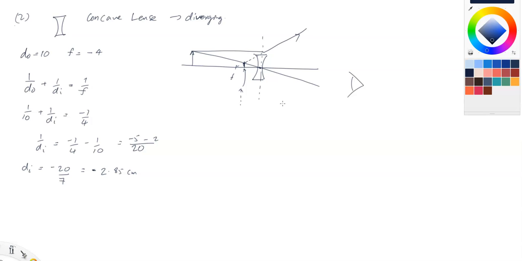So again, you can find the image properties like magnification, negative di over do, negative 2.85 over 10, that will be 0.285. That's the magnification. It's positive, means it's upright. It's smaller than 1, it's 0.285, so the image is 0.285 times smaller than the object.